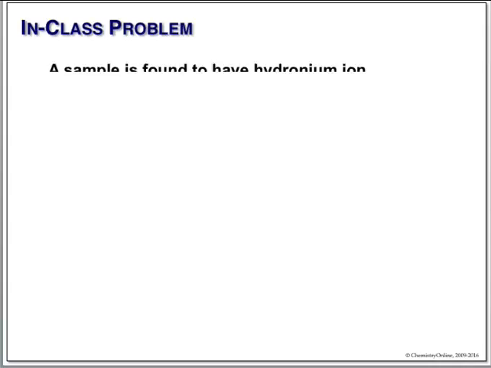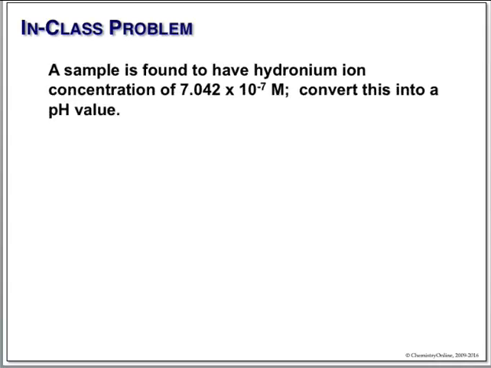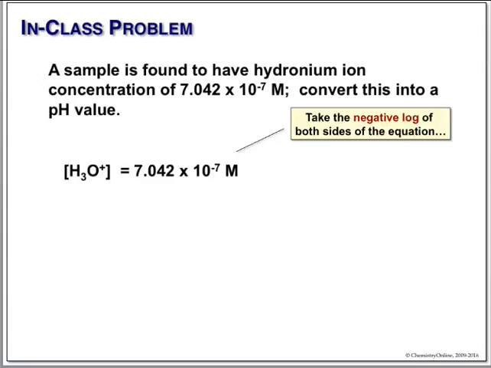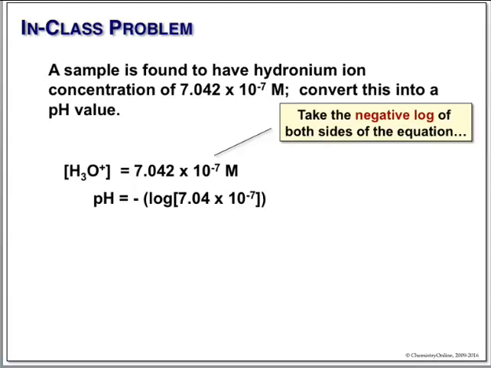What if I ask you the question backwards? If I say my hydronium is 7 times 10 to the minus 7, what's my pH? Think about your definition here. If our hydronium is 7 times 10 to the minus 7, then the pH is just the negative log of this, isn't it? By definition.